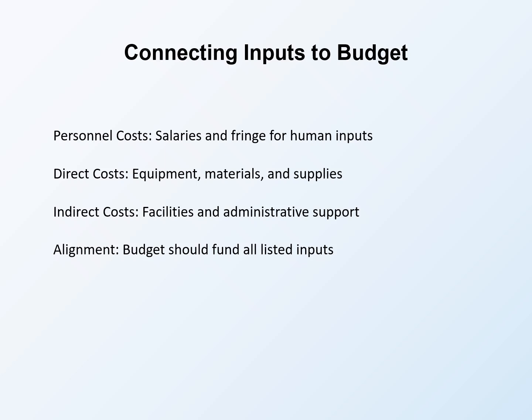Indirect costs often fund facilities and administrative support that enables program operation. Space, utilities, and administrative staff that support the program may be covered through negotiated indirect cost rates applied to your direct costs.